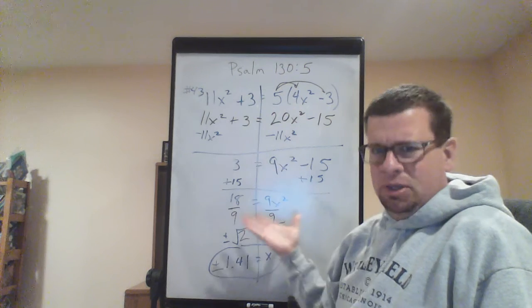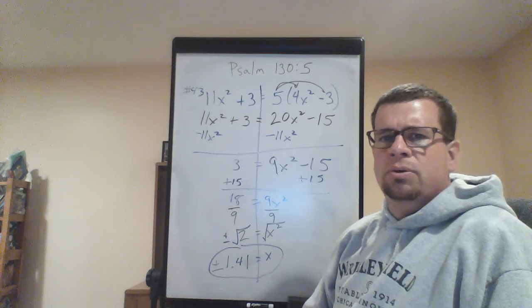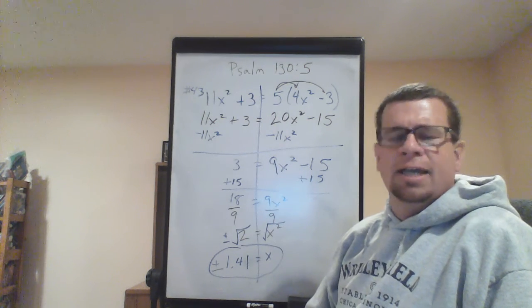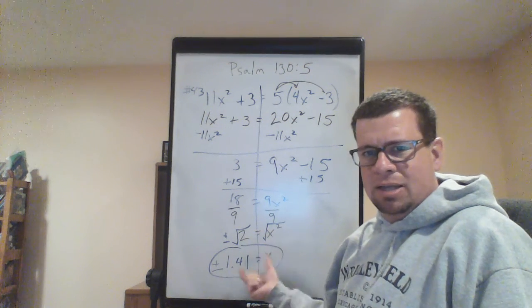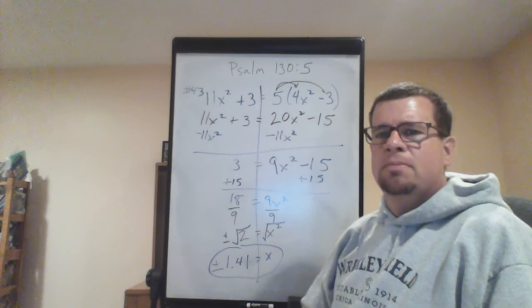So again, this process should look similar. Doing the opposite, doing it to each side to get x by itself. It's just now we got x squareds instead of x's, so I got to take that next step and do that square root of both sides.